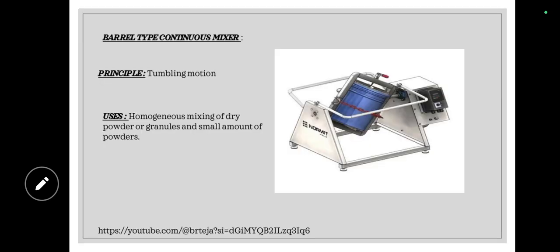Next one, barrel type continuous mixer. What principle is involved in barrel type continuous mixer? Tumbling motion. Okay, what are the uses of barrel type continuous mixer? Homogeneous mixing of dry powders or granules and small amounts of powders, right?